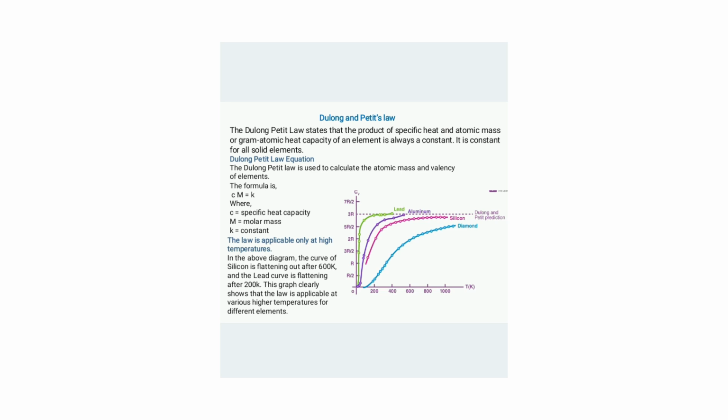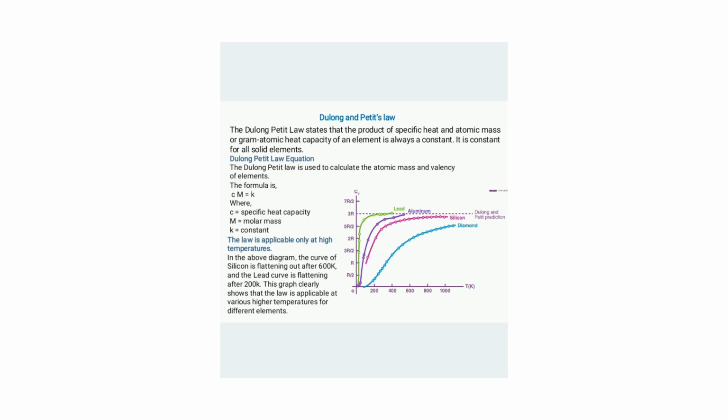Solids form the highly temperature material. We consider the highest atomic mass, highest specific heat capacity and gram atomic heat capacity of the element, always a constant. Okay, the Dulong and Petit law equation: it calculates the atomic mass and valence of elements. The formula is c m equals k, where c is the specific heat capacity, m is the molar mass, k is a constant.